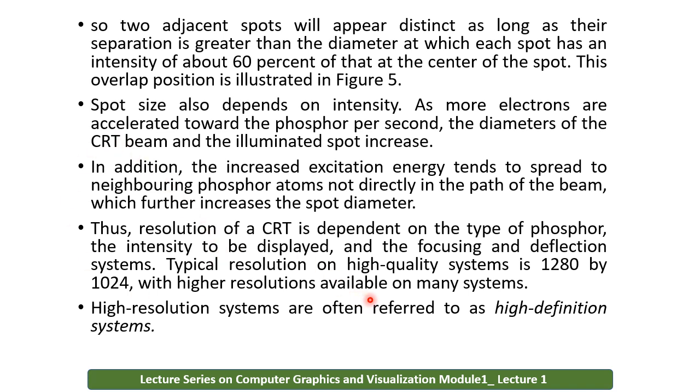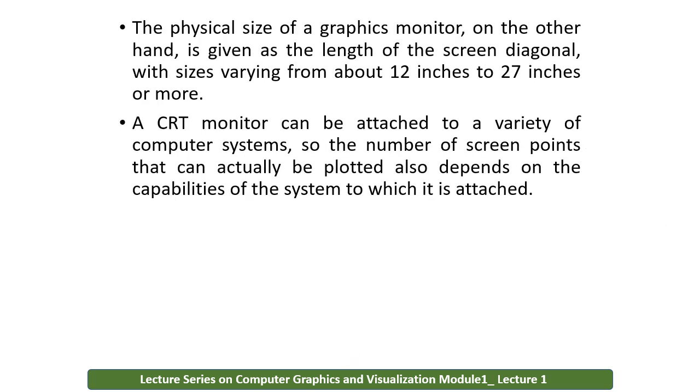Typically, resolution on a high quality system is considered as 1280 pixels on the horizontal by 1024 pixels on the vertical, with higher resolutions available on many systems. This is the typical resolution on a high quality system, and high resolution systems are often referred to as high definition systems. The physical size of the graphics monitor, on the other hand, is given as the length of the screen diagonal, which varies from about 12 inches to 27 inches or even more.